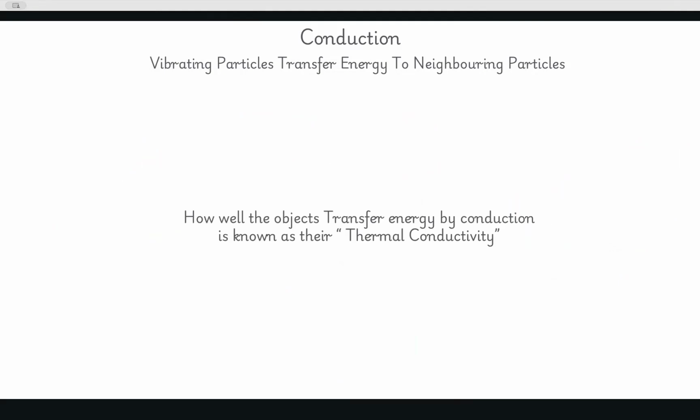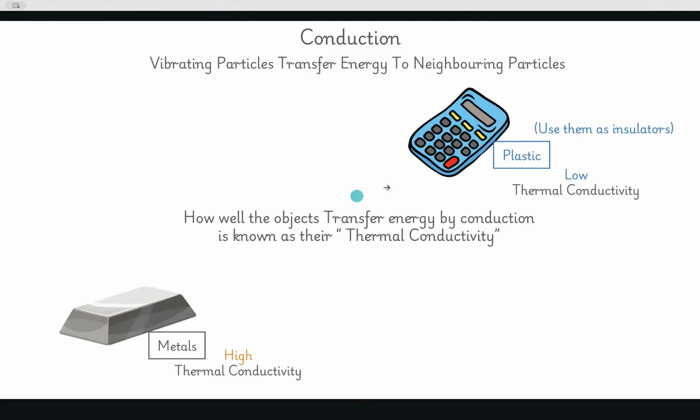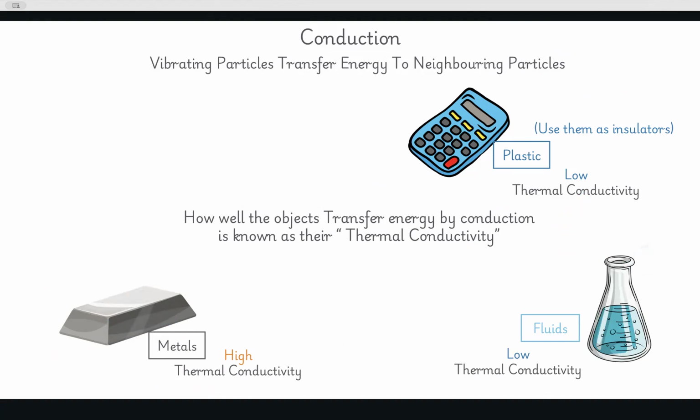Now, how well objects transfer energy by conduction is known as their thermal conductivity. Some things have a higher thermal conductivity, some have a lower thermal conductivity. So plastics, which are insulators, have a lower thermal conductivity, which is exactly why we use them as insulators. And then metals have a higher thermal conductivity. Fluids have a low thermal conductivity as well, but fluids don't really undergo conduction.